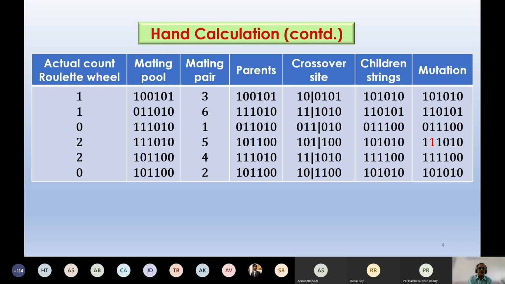Next, you concentrate on this. The strings which have already been selected, please do not select again. From the remaining, once again use the random number generator to find out who could be the mating pair. This is the way this mating pair is selected at random using the random number generator. There are several ways.